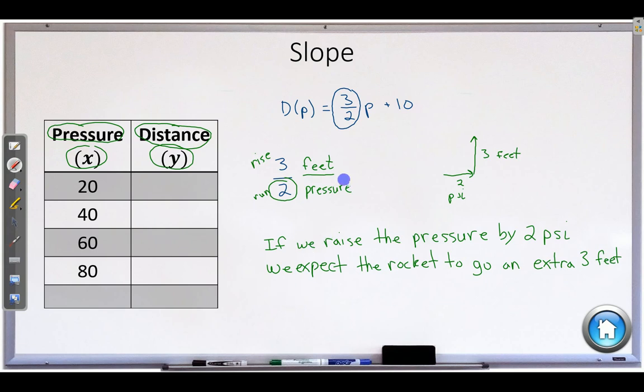Now you could also do that. You can write this slope in a different way. I said we might use that as a decimal. 3/2 is the same as 1.5.